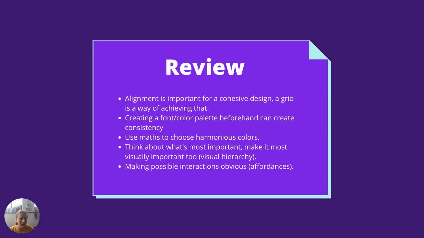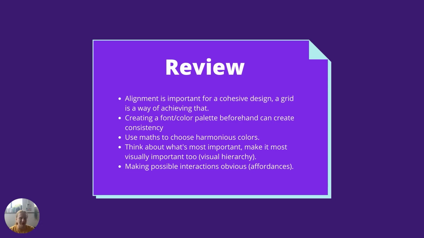Second, we looked at creating a font or color palette beforehand to create consistency. And you often want to make that quite small so that the app feels consistent and feels very familiar to users as they use it. We looked at how we could use maths to choose harmonious colors. And then we looked at, after you've set up these great foundations with the alignment, the fonts and the colors, using visual hierarchy to communicate what is most important.